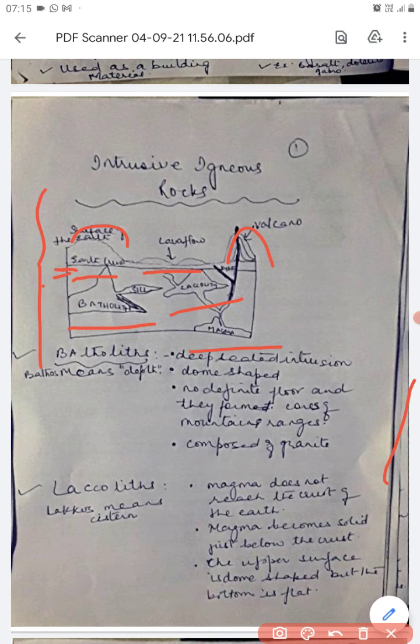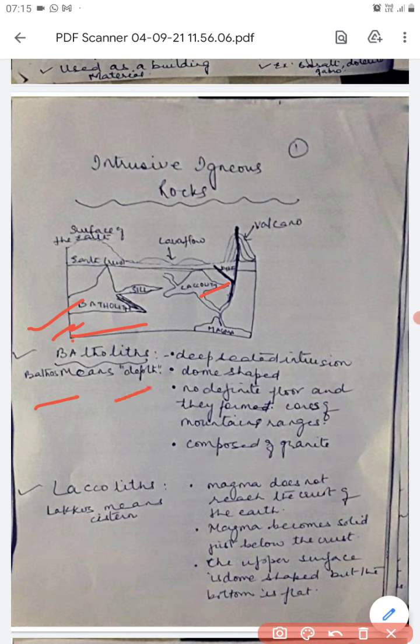Now batholiths are deep seated intrusions. As you can see from the diagram, below the earth crust, they are deep seated intrusions. They are dome shaped, they don't have a definite floor, and they are composed of granite. Laccoliths: laccos means cistern, whereas batholiths comes from the word bathos, which means depth. So in laccoliths, the magma does not reach the crust of the earth.